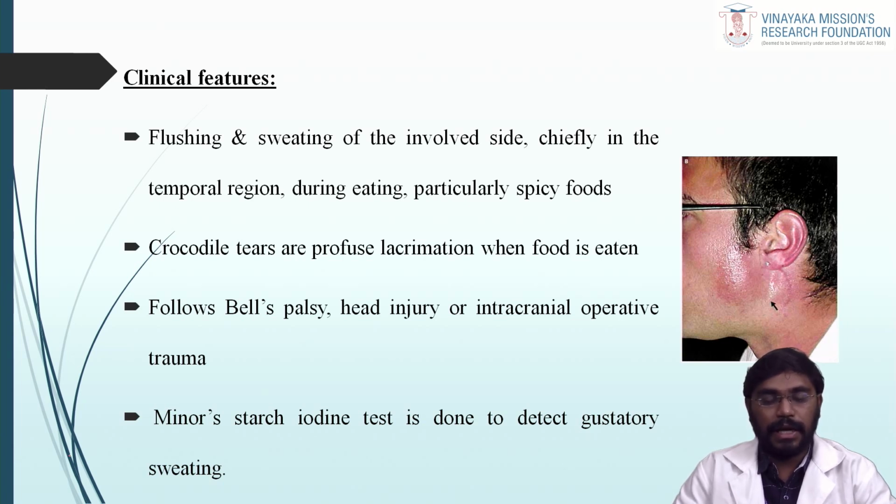It follows Bell's palsy, head injury or intracranial operative trauma. To identify this sweating, you must apply a minor starch iodine test on the gustatory part so that you can find the sweating area. Usually the starch will change its color when sweating is seen.